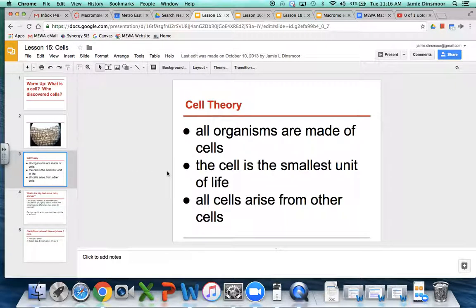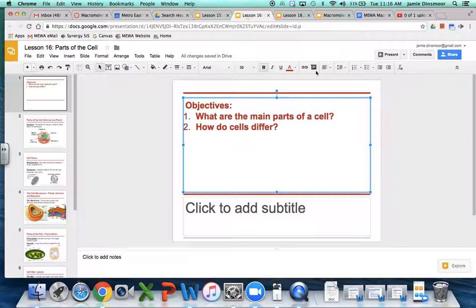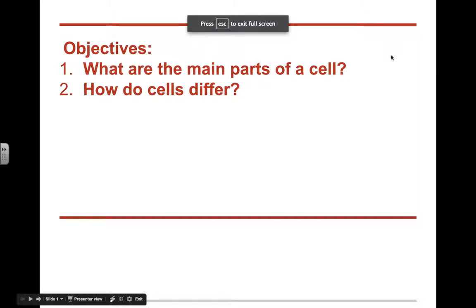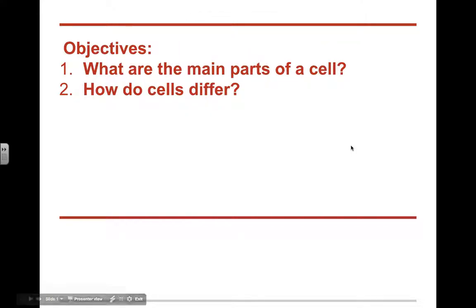Because then the rest of this was something that I used to do in my brick and mortar classroom that we're not going to do. Now we're going to go into parts of the cell. Again, remember to pause and take notes as needed. So our objectives, I actually put them in forms of questions this time so that we should be able to answer these questions by the end. What are the main parts of a cell and how do cells differ?